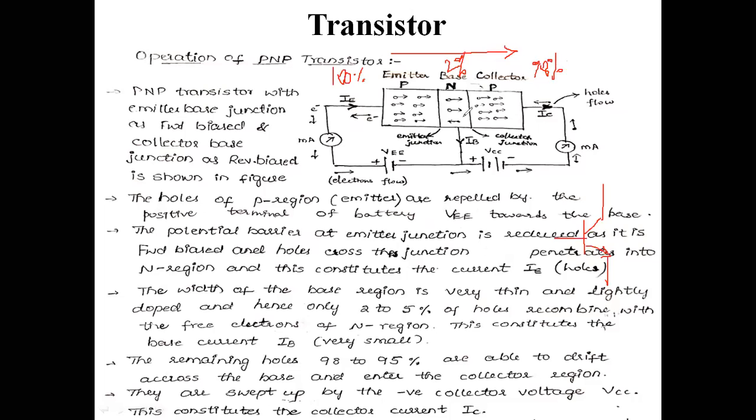Total current is given by IE is equal to IB plus IC. I can treat this current as IB, and I can treat this current as IC. Therefore, emitter current IE is equal to IB plus IC. That is the meaning here. IB plus IC. That is the diagram.